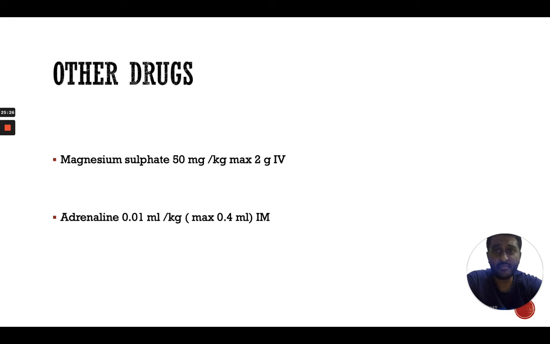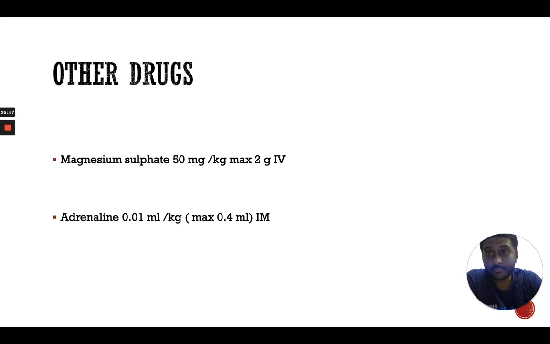Okay, other drugs, magnesium sulfate, adrenaline, can also be used. Magnesium sulfate, in adults we have a very low threshold of using magnesium sulfate, but in pediatrics it's reserved for a very unwell child. Okay, adrenaline can also be used 0.01 ml per kg, can be given IM, and it's reserved for patients who are really unwell and as a rescue measure.